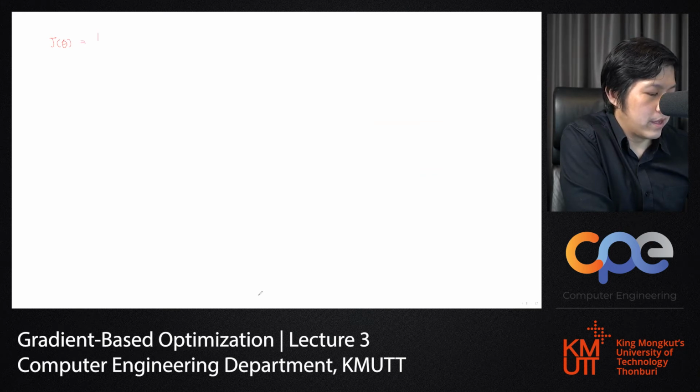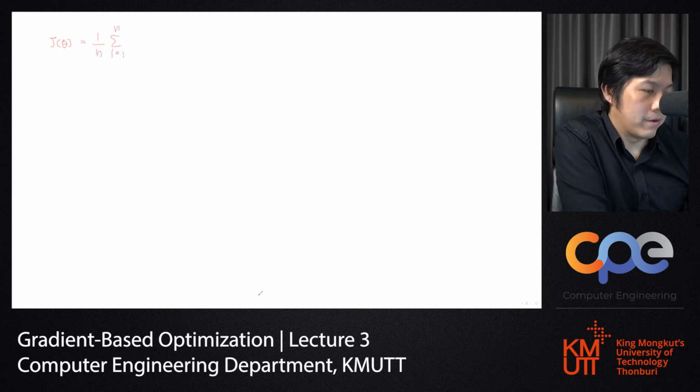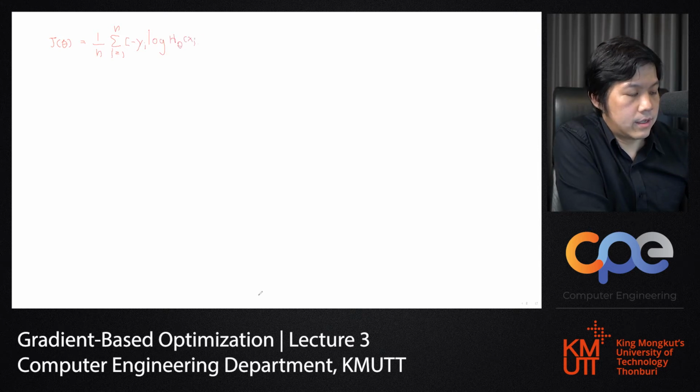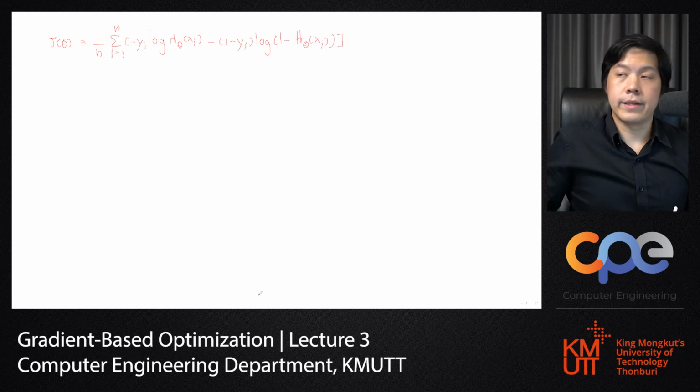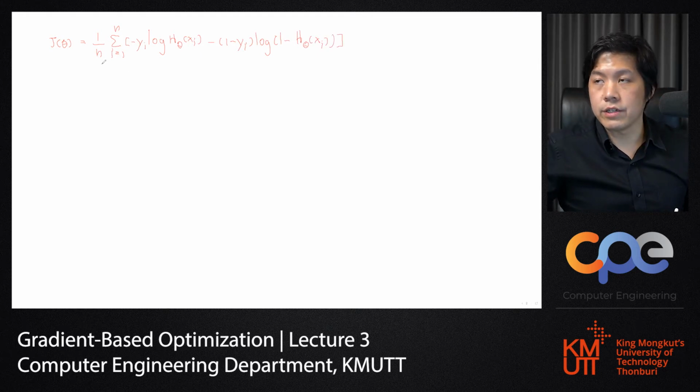equals 1 over n, summation of i equals 1 to n for each sample. Then you get minus yi log of h theta xi, minus (1 minus yi) log of 1 minus h theta xi. All right. Now we have this loss function.